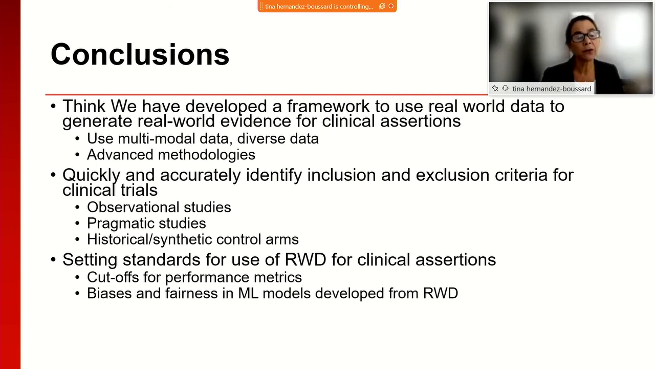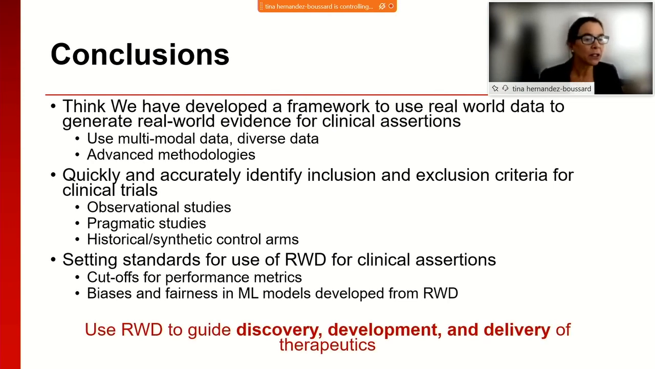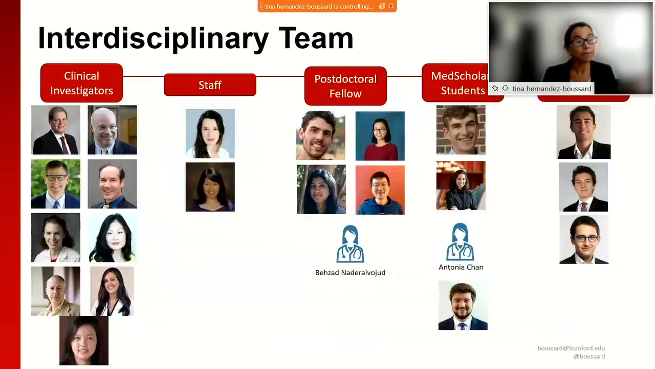We're setting standards for using real-world data for clinical assertions. The cutoffs that I presented to you today are really open for discussion, but we're the first ones to really set out that there needs to be a cutoff for how we're going to say that this is a good metric for clinical assertions. And so in the end, we use real-world data to guide discovery, development, and delivery of therapeutics, and it really helps augment the gold standard of the clinical trial.